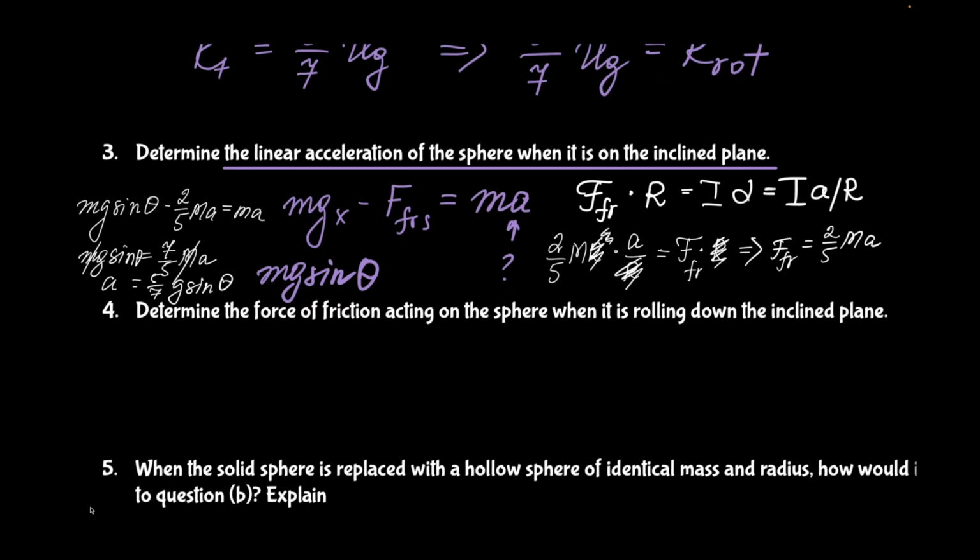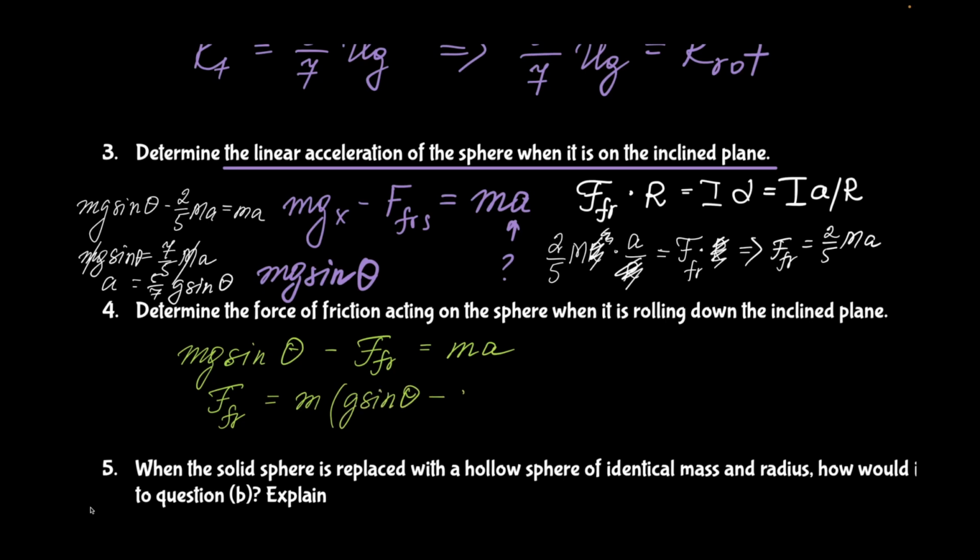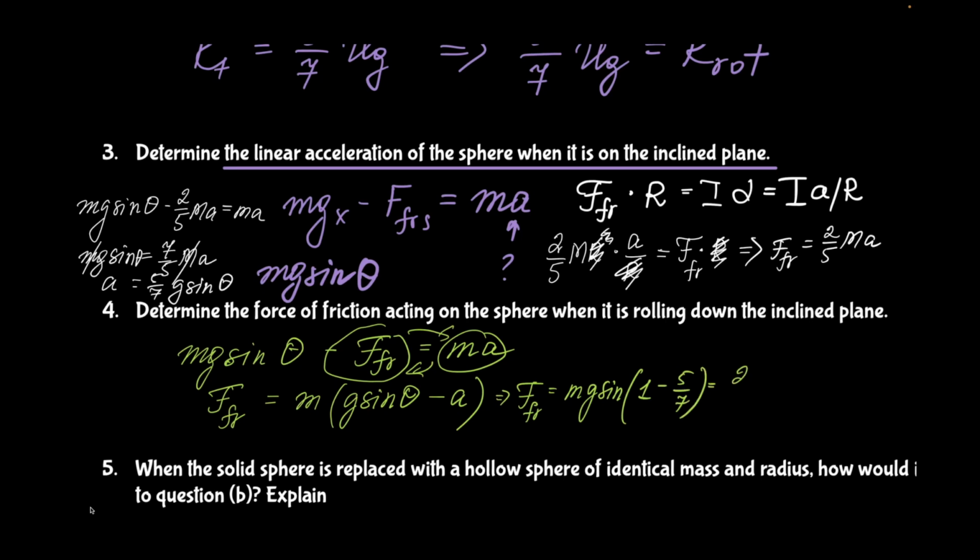Then determine the force of friction acting on the sphere as it's rolling down the inclined plane. Going back to what we stated, mg sine of theta minus force of friction should be equal to ma, from where force of friction is m, and then we have our g sine of theta minus a. Remember, I grabbed this to the right, that to the left with a minus, and then just consolidated it. A is 5/7 of g sine, so force of friction: I can take my g sine out, and then I have 1 minus 5/7, meaning that force of friction is nothing but 2/7 mg sine of theta.